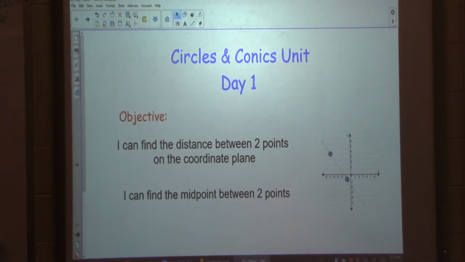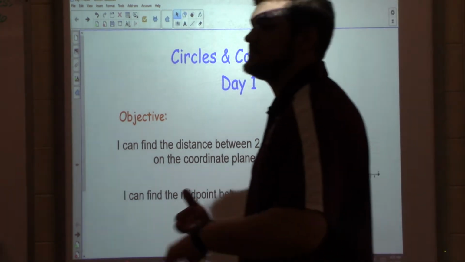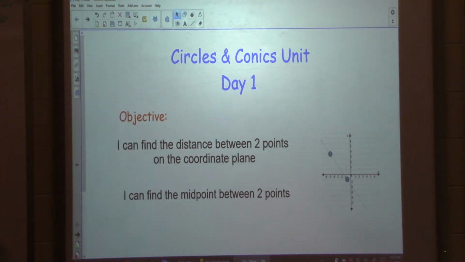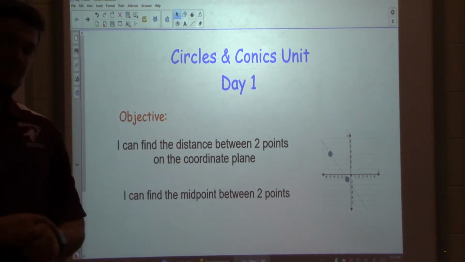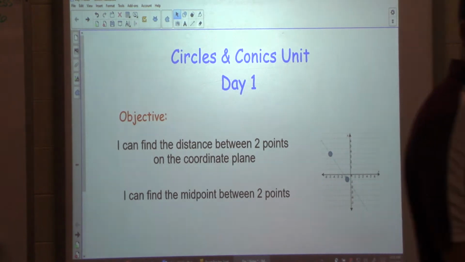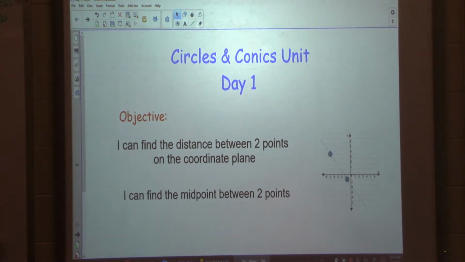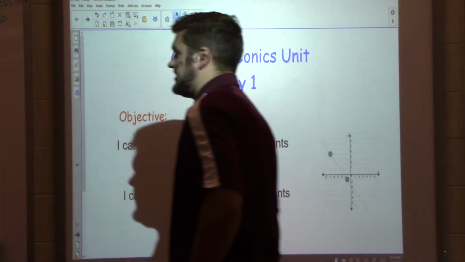Throughout the unit, we're going to talk about circles. We're going to talk about ellipses, hyperbolas. Talk a little bit about parabolas, which we did last unit. But it's any sort of conic. To begin with, though, like I said, we're going to do distance and midpoint formulas today.